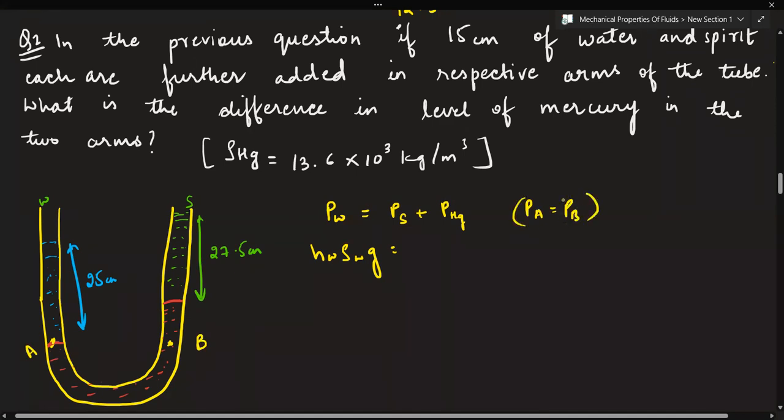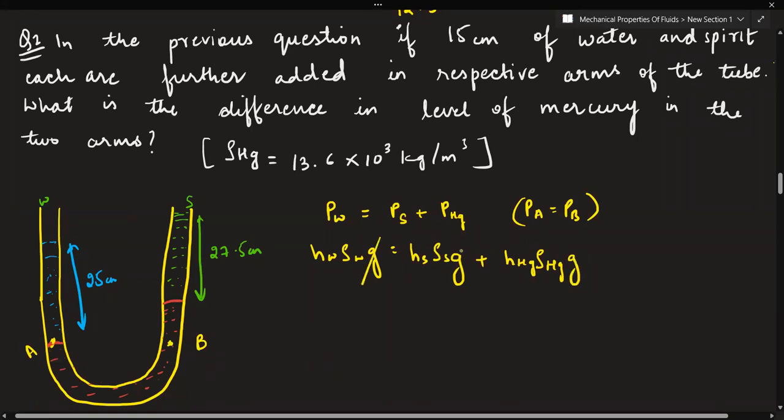And PB, this portion in B column, now comprises spirit and mercury. Now the pressure for spirit would give you h rho g. h is the height of spirit, rho is the density of spirit, and g is the acceleration due to gravity. Plus the pressure of the mercury column, which would be similar, h rho g. Now h would be the height of mercury, rho means density of mercury, and g is the acceleration due to gravity.